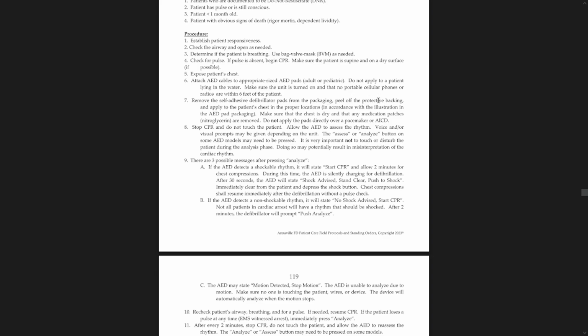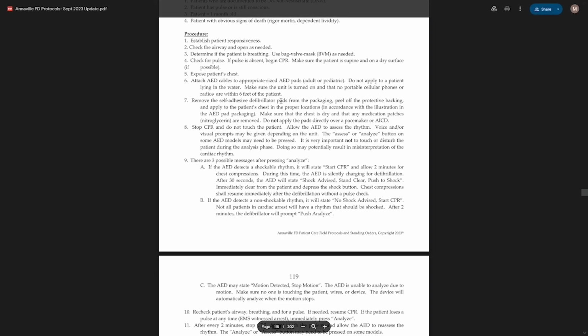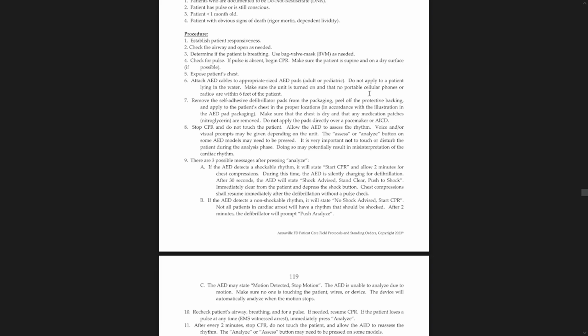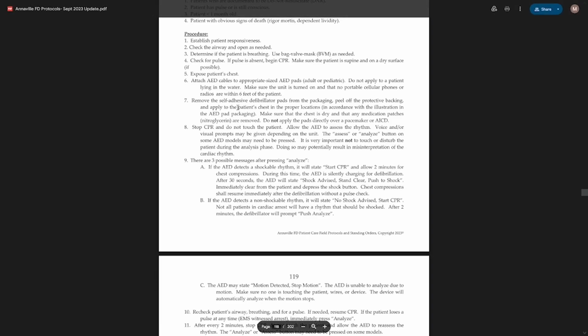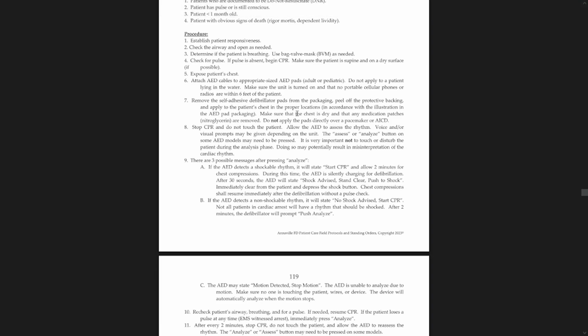Remove the self-adhesive defibrillator pads from the packaging. Peel off the protective backing and apply to the patient's chest in the proper locations in accordance with the illustration on the AED pad packaging. Make sure that the chest is dry and that any medication patches, such as nitroglycerin, are removed. Do not apply the pads directly over a pacemaker or an AICD.